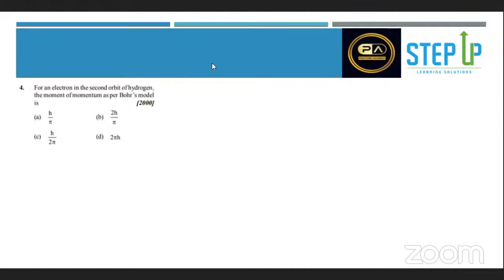This is fine, there's no doubt with this. So the formula is m v r equals n h by 2 pi, because it is the second orbit. So it will be 2h by 2 pi, the 2 gets cancelled, so h by pi. Next, yes.